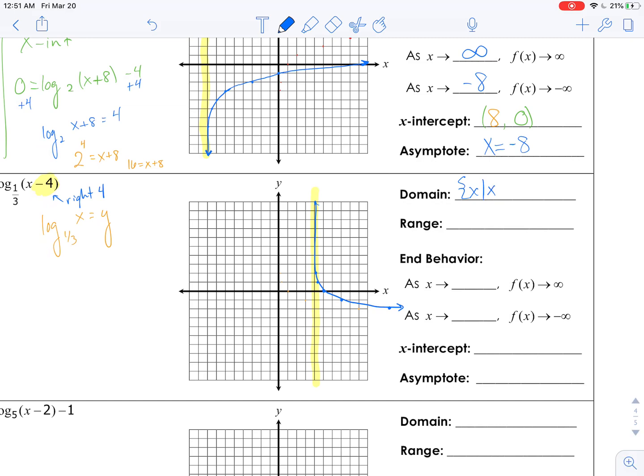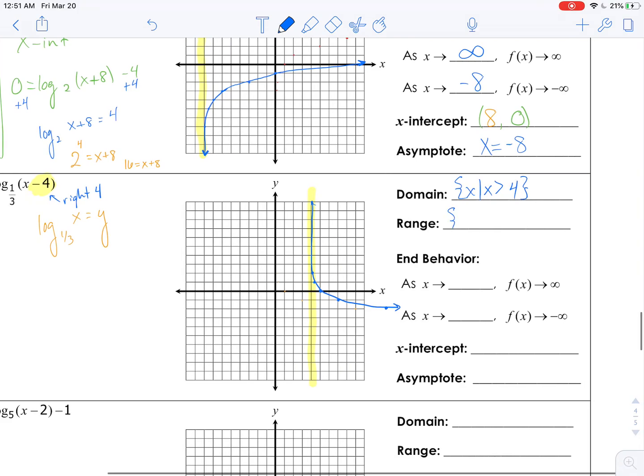Because this allows us to see our domain, x, so as long as x is bigger than, again, we're over here, so bigger than, and then what is this x value? It's +4.